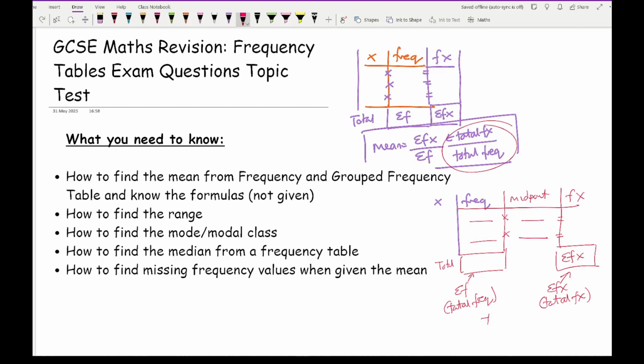It's the total FX divided by the total frequency. And again, that's a formula that you do need to revise, that is not given to you in the formula page.